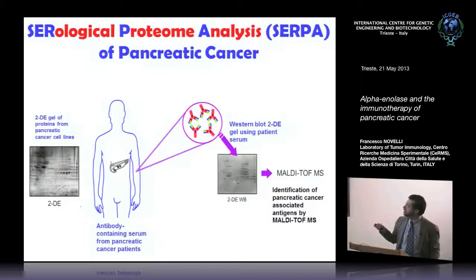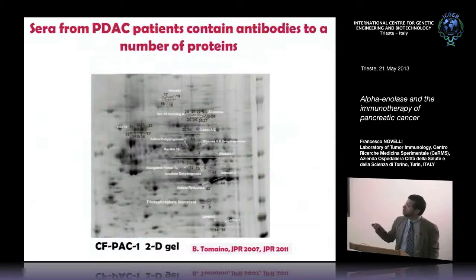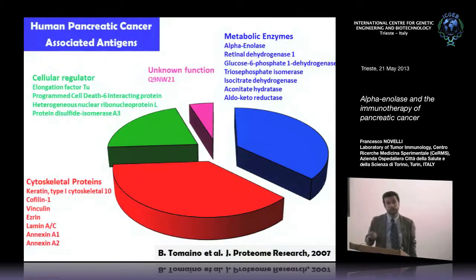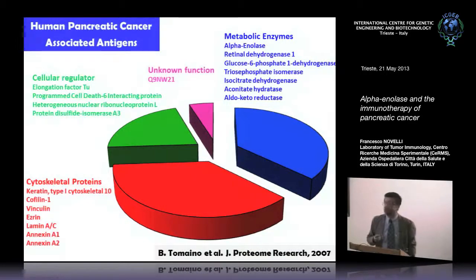This analysis was followed by mass spectrometry analysis that allowed us to recognize and identify the sequence of the antigens that were recognized. This is the map in which many of the antigens that induce antibody response were reported, and this approach allowed us to identify a series of antigens that specifically induce antibodies in pancreatic cancer, but not in healthy subjects and other control groups.